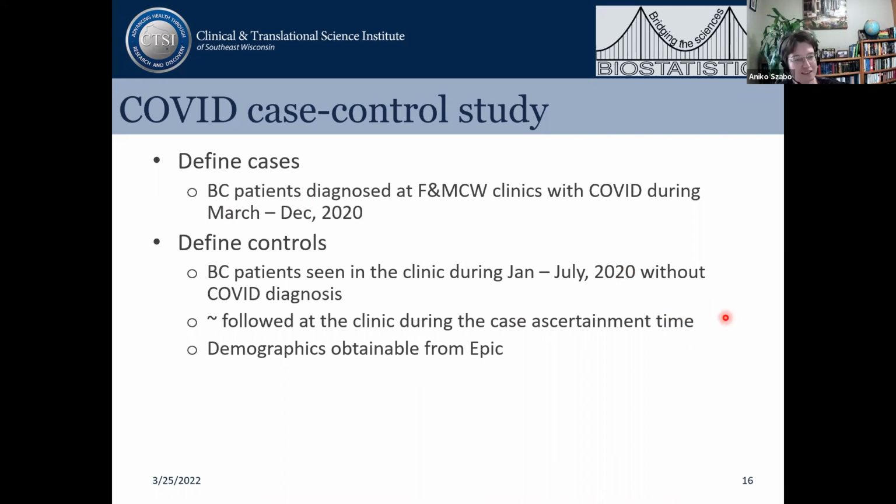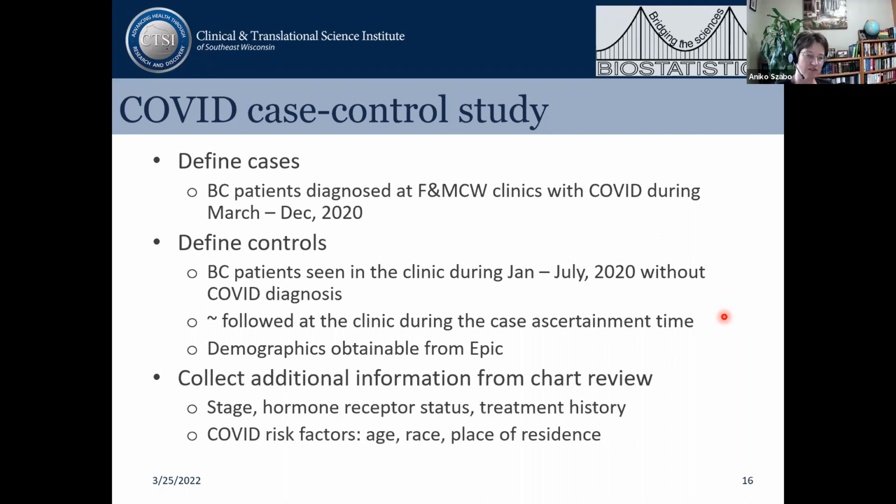So, much information was readily obtainable from EPIC, but some additional information had to be collected from chart review, and that's the cancer specific. So stage, hormone receptor status, treatment history, whatever other things we could think of as potential risk factors that they were interested in. But we also have to think that whatever the cancer information is, it is probably not the major driver of COVID risk, right? The major driver of COVID risk is actually, it's an infectious disease, right? So it's actually like being exposed to COVID, right? So we really want to capture all those potential confounding factors, like the major drivers.